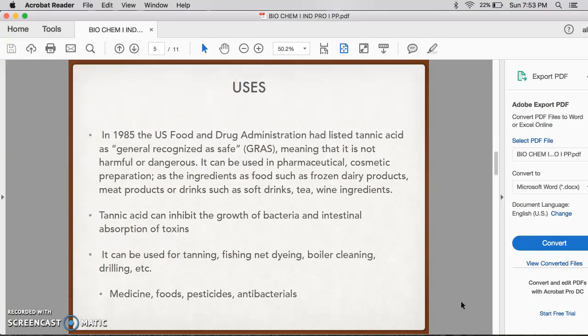Tannic acid can be used in pharmaceutical and cosmetic preparations as an ingredient, and it is used as an ingredient in foods such as frozen dairy products, meat products, or drinks such as soft drinks, tea, and wine. Tannic acid can inhibit the growth of bacteria and the intestinal absorption of toxins. It can be used for tanning, fishing net dyeing, boiler cleaning, drilling, and other uses, predominantly in medicine, food, pesticides, and antibacterials.